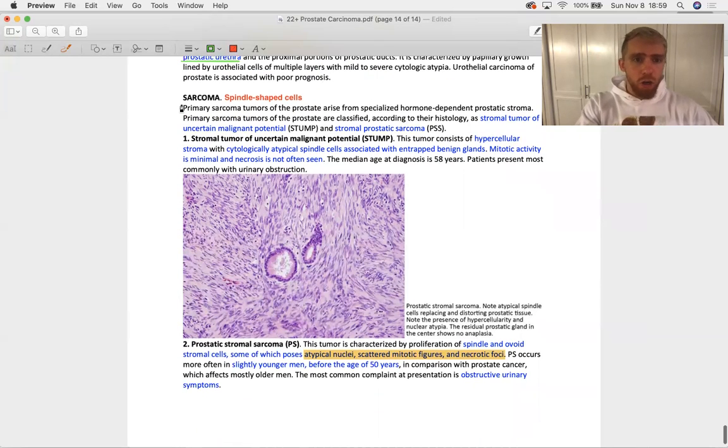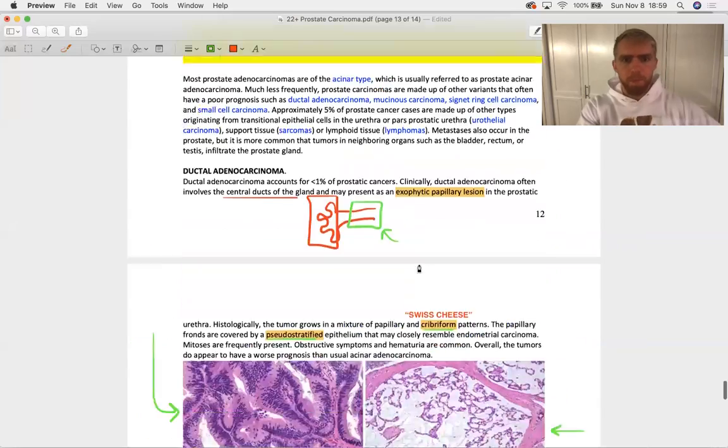Finally, you might see a sarcoma, which is a malignant cancer of mesenchymal origin, indicating its cell layer of origin. You see spindle-shaped cells, and there are two variants here. One of them doesn't look that bad. We can't quite call it a sarcoma yet. And then the other one's a full-blown invasive sarcoma that is doing bad things with atypical nuclei and scattered mitoses.